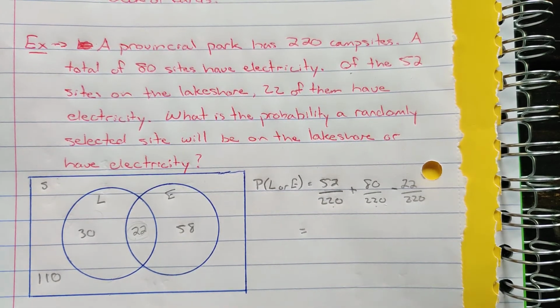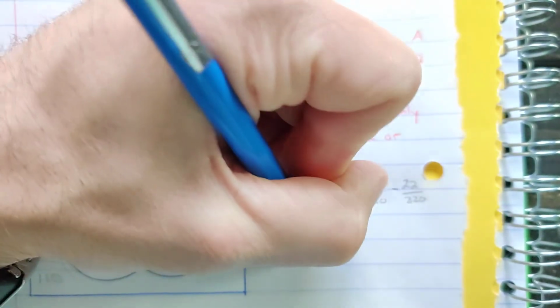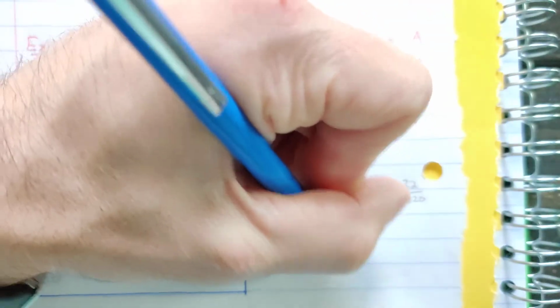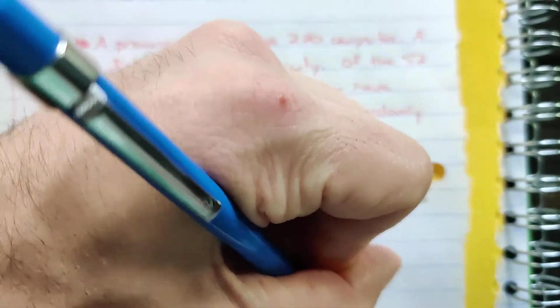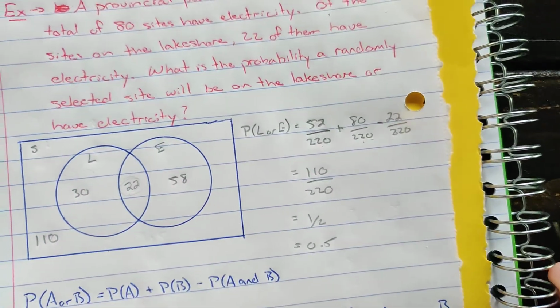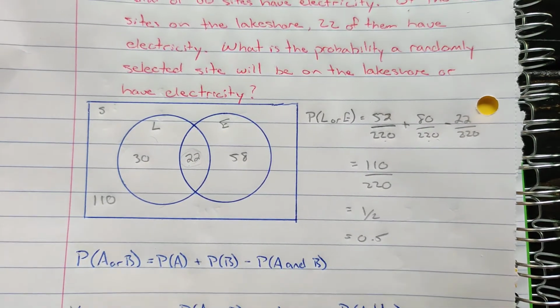And when we calculate that out, we have 52 plus 80 minus 22. So 52 minus 22 is going to give me 30. 30 plus 80 is going to give me 110. So 110 out of 220, and that's going to give me 1/2, or 0.5. So we have a 0.5 chance of being on the lakeshore or having electricity.